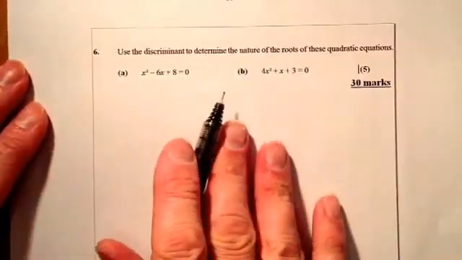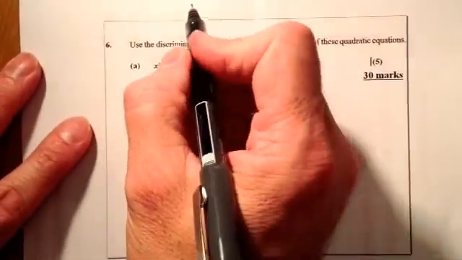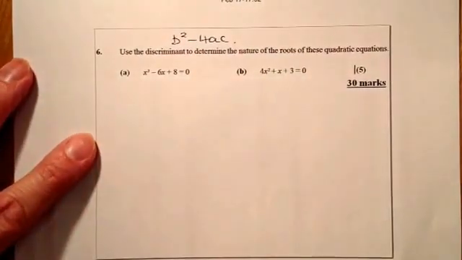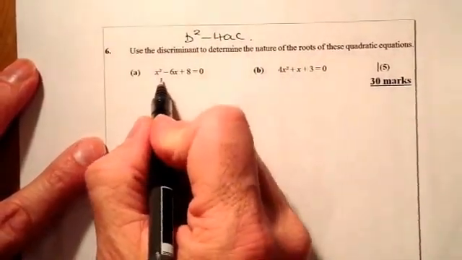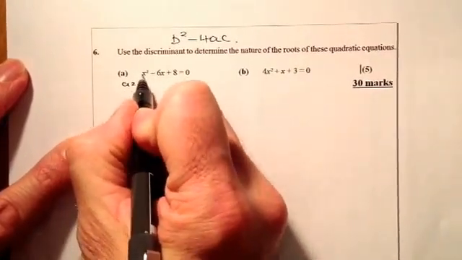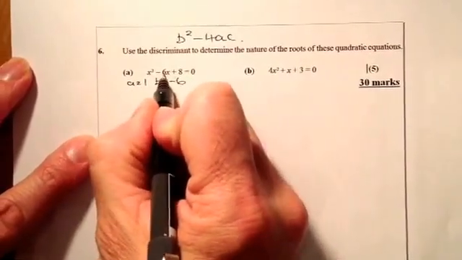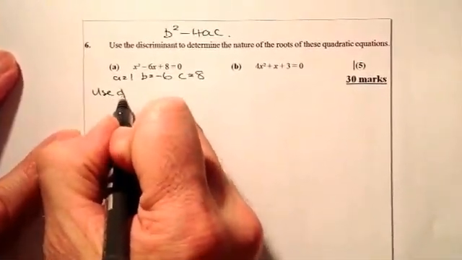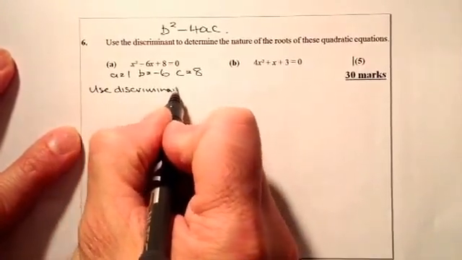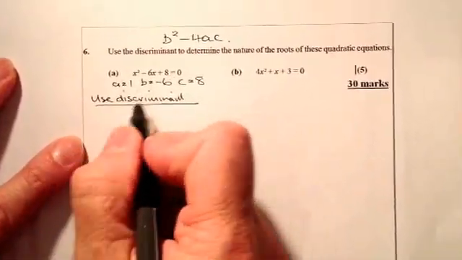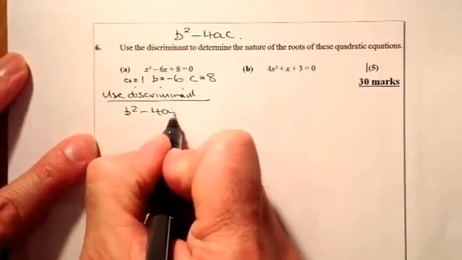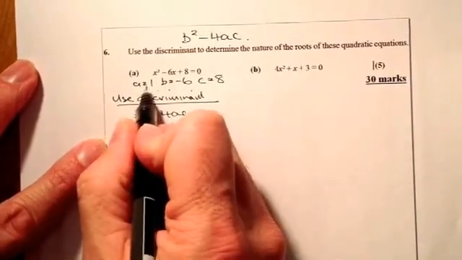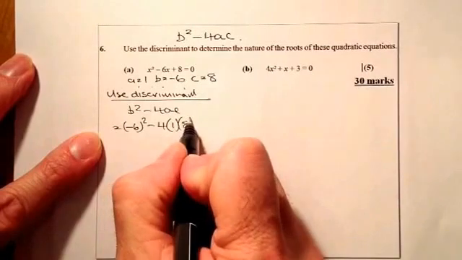Right, so let's go ahead and we'll work out the discriminant. Remember, the discriminant is b squared minus 4ac. Okay, and we're going to evaluate that and work out what our values are. In here, I can see that a is equal to 1, b is equal to minus 6, c is equal to 8. So what I'm going to do is use the discriminant. And what we'll do is we'll go for b squared minus 4ac, b squared, which will be minus 6 squared, minus 4 times the a value, which is 1, c is 8.